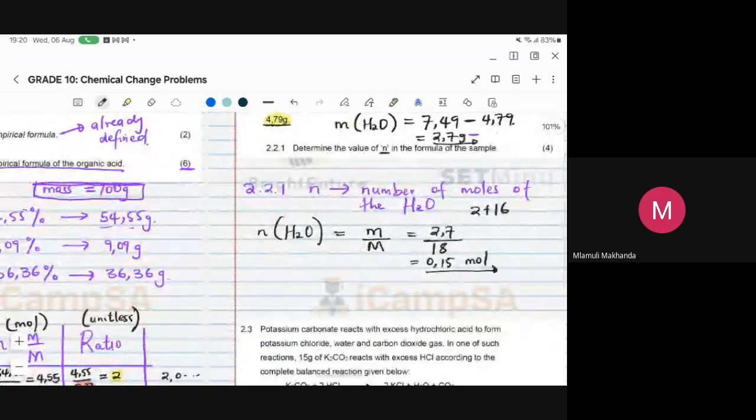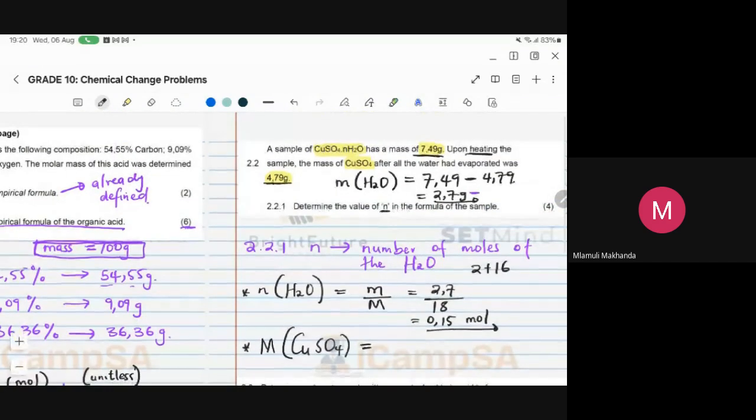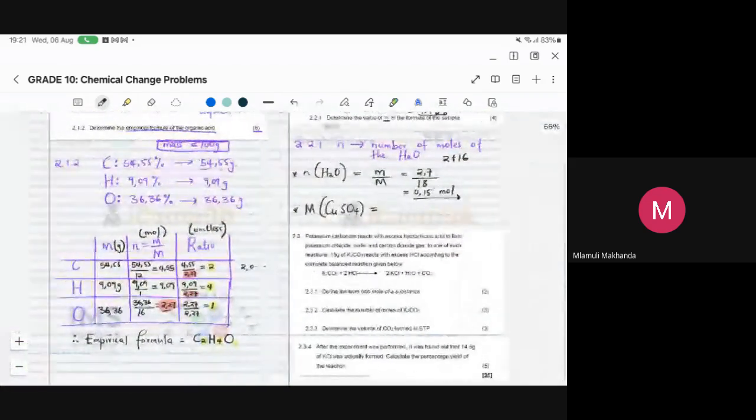But what is the number of moles of copper sulfate in CuSO4? Before we can actually find it, let's find the molar mass. Remember, we said this 4.79 grams is the mass of the copper sulfate alone after we have evaporated the water. So let's see. I have to remove this.